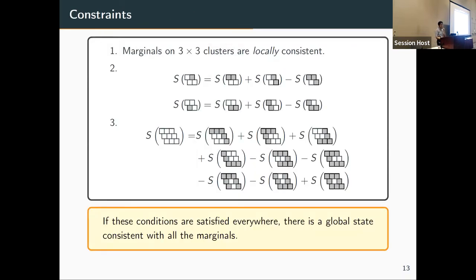I see there are lots of diagrams, which would probably be hard to parse, but let me first say that the first condition is the following. We assume that the marginal density matrices are given on these 3x3 size little clusters. So that's our fundamental data. And as I told you before, we demand them to be at least locally consistent with each other, because that's the bare minimum condition that needs to be satisfied. So what are these mysterious conditions 2 and 3?